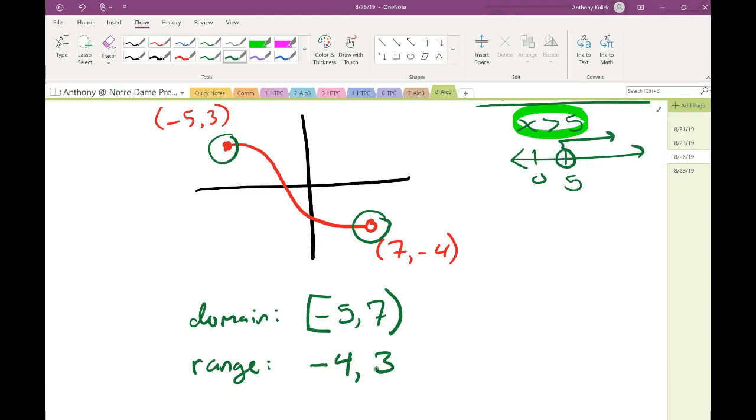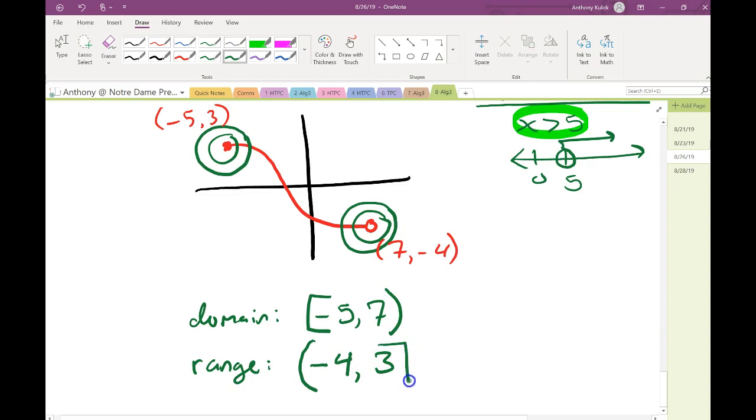Okay, let's determine now the brackets and parentheses. For the -4, that comes from the point 7, -4, which is an open point, which tells me that point's not included in the graph, so it should not be included in my range, so it should get a parenthesis. Now let's determine what we should do with the 3. If I look at the 3, that comes from the point -5, 3. That point is a filled-in point, which tells me that point is a member of the graph, which tells me it should be in my range, which tells me I should use a bracket.